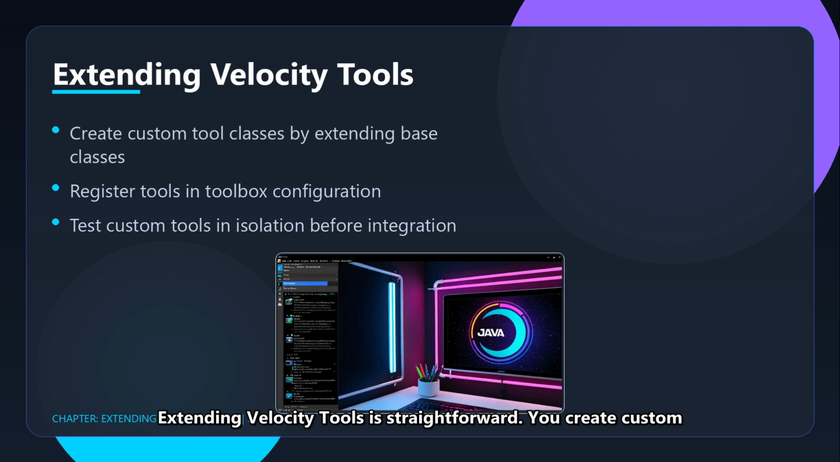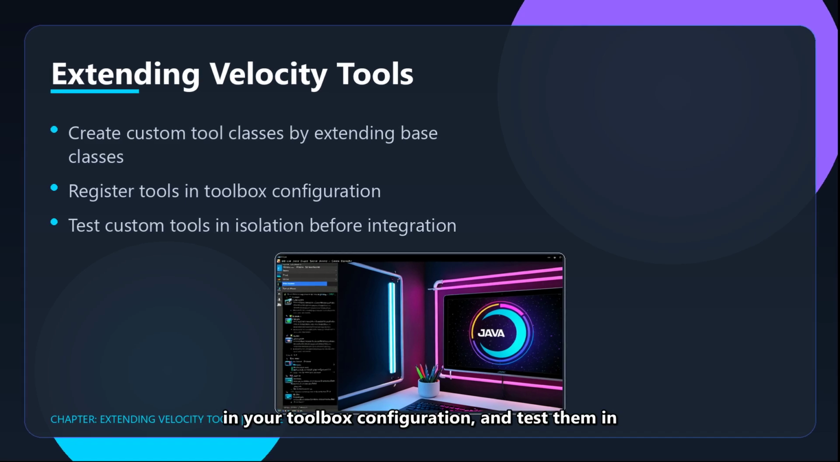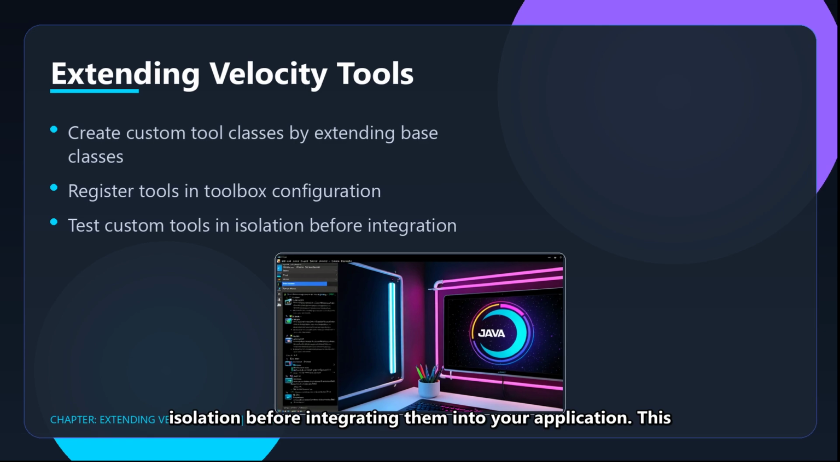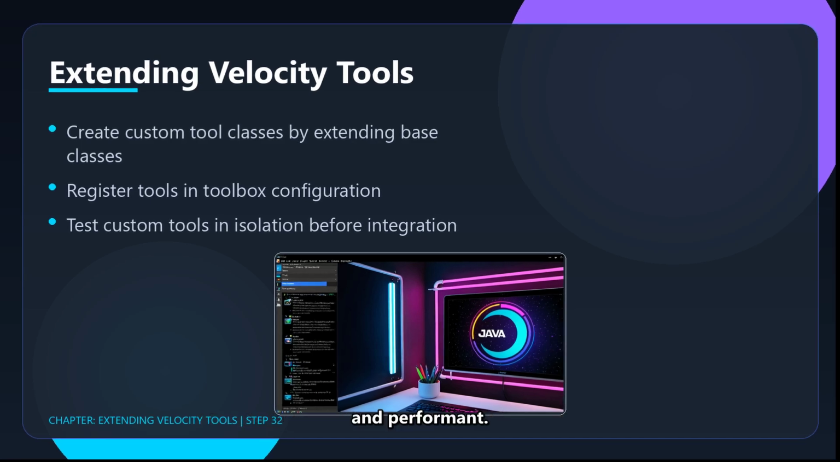Extending Velocity Tools is straightforward. You create custom tool classes by extending base classes, register them in your Toolbox configuration, and test them in isolation before integrating them into your application. This approach ensures that your custom tools are reliable and performant.